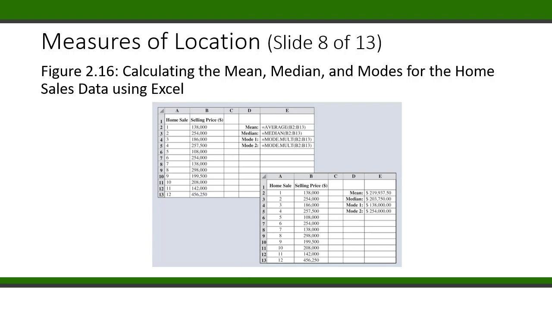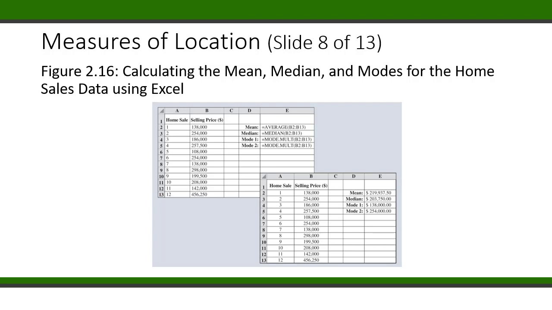So in Excel, for mode, you have mode.sngl, which is a single most often occurring value. You can use that if you think you have just one. If you have multimodal, then you would use a function called mode.mult. This is an array function again, which means it has to be entered with Control-Shift-Enter.